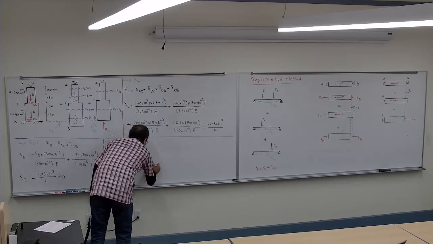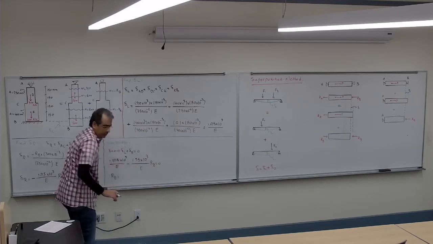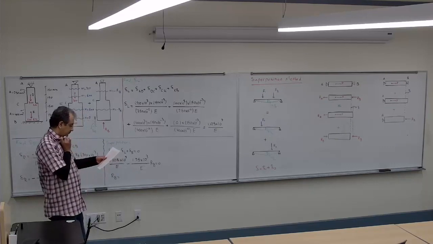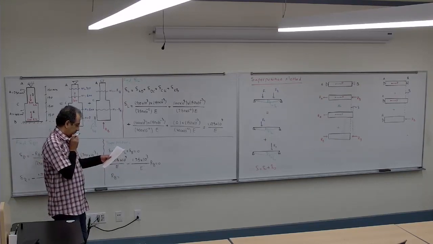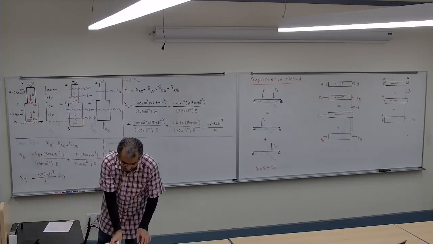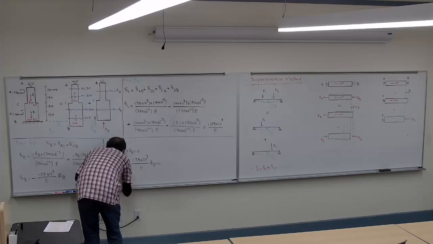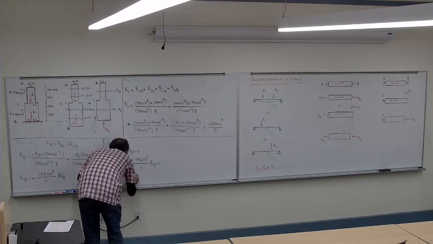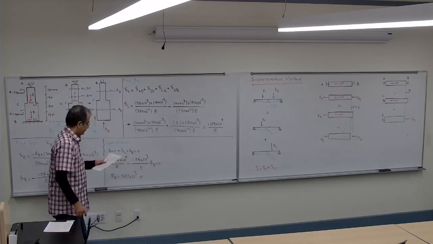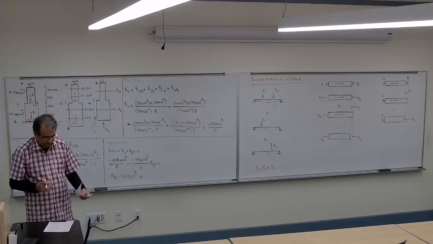RB is 577 kilonewton, if I have everything correct.